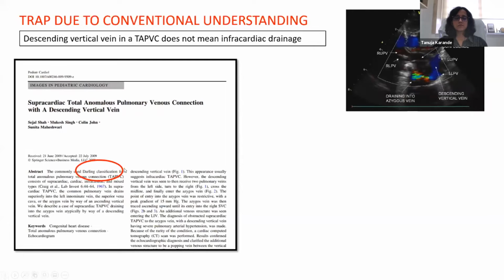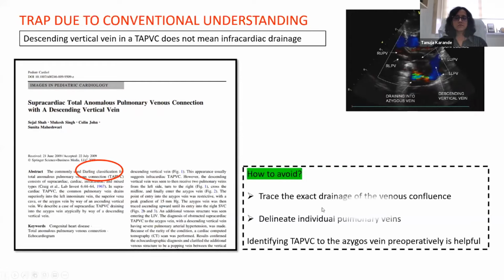The common classification tells us if it's supracardiac, you need to have an ascending vertical vein. If it's infra, it is descending. But it's very important for us to trace the exact drainage of the venous confluence and also to delineate individual pulmonary veins. In this child, the benefit was in reducing the morbidity during surgery because the azygos vein drainage was picked up and it has important structures surrounding it.